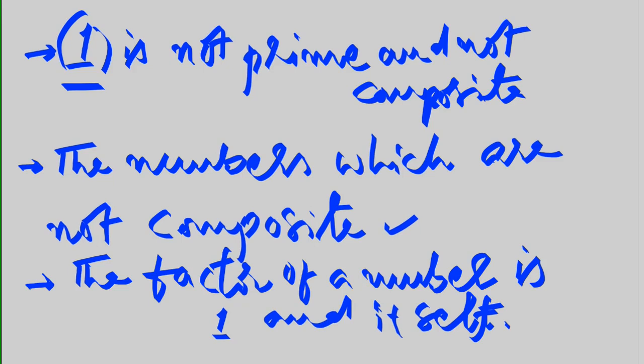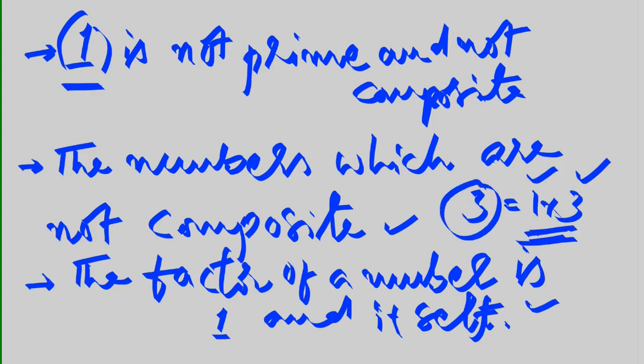And the other one: if the only factors of a number are 1 and itself, then that is a prime number. For example, take 3. We can write 3 as 1 into 3. Are there any other factors? 1 and 3 only, so only 2 factors are there. These kinds of numbers are called prime numbers. Or, for example, take 13. Except for the 13 table and the 1 table, we won't find it in the remaining tables.